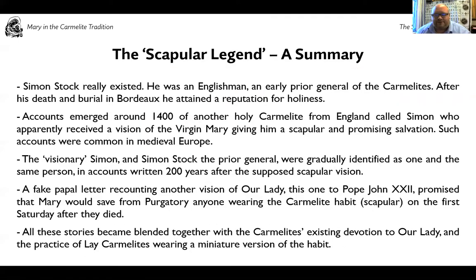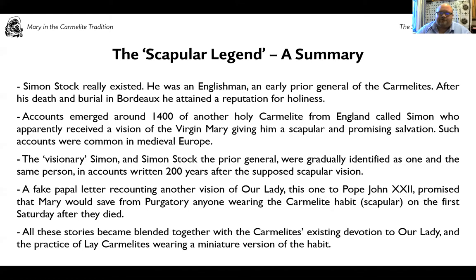So to summarize, because it is quite a complicated mixture of things, Simon Stock really did exist. He was an Englishman, an early prior general of the Carmelites, and after his death and burial in Bordeaux, he attained a reputation for holiness. I have no problem saying, Saint Simon Stock, pray for us. We know he existed.